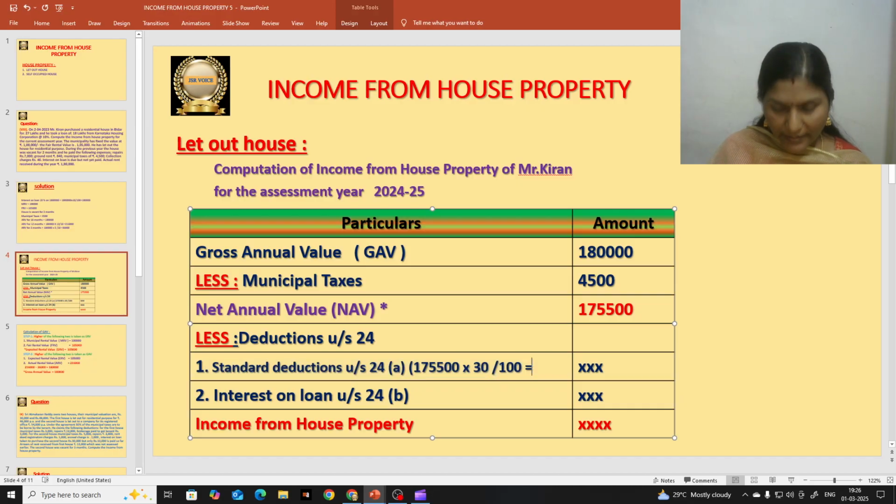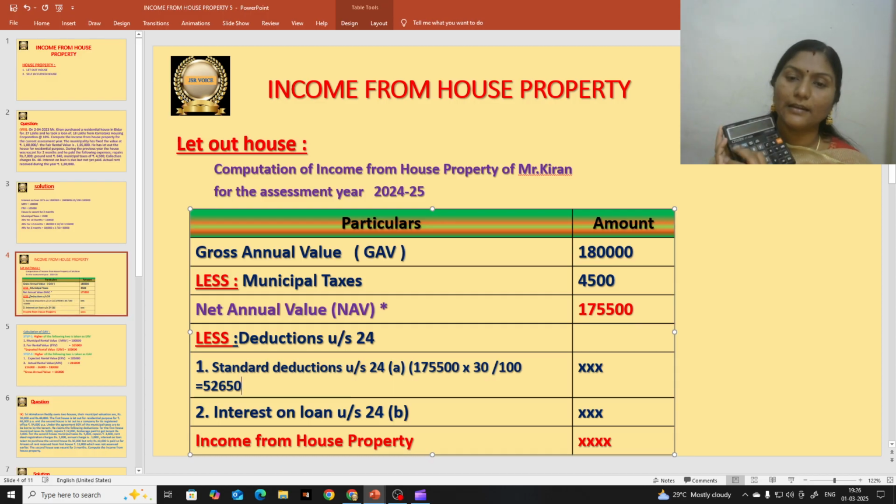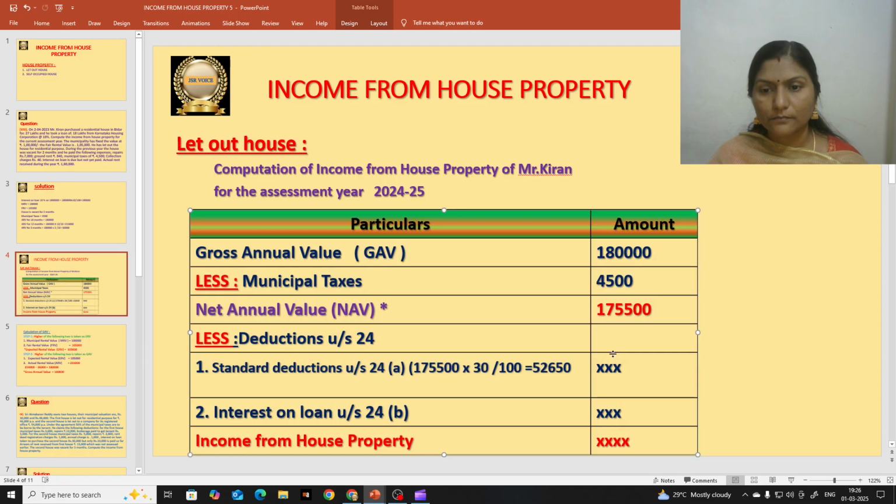So how much will we get here? You calculate, students: 1,75,500 into 30 divided by 100. You can use calculators. We will get 52,650. Okay, I am using a calculator. You also use calculators, because degree students, BCom students can use it. So we will get 52,650.